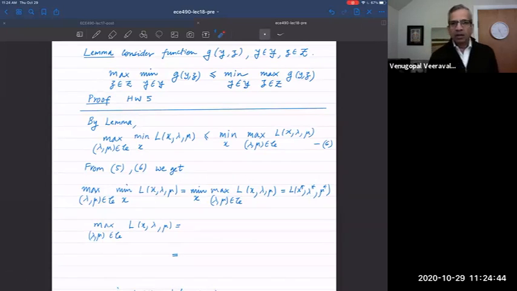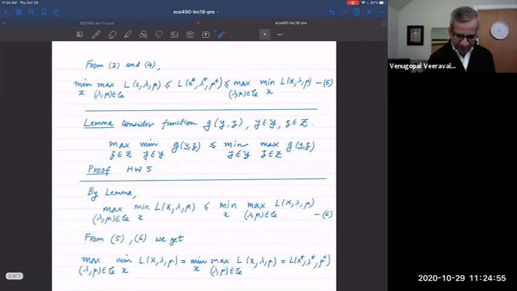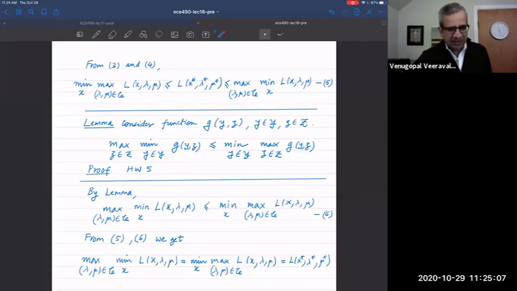Okay, so any questions? We aren't done yet, but any questions so far? We haven't proved that duality holds. We're going to use this saddle point solution to show that strong duality holds. But any questions about getting to this step? Or is it clear?